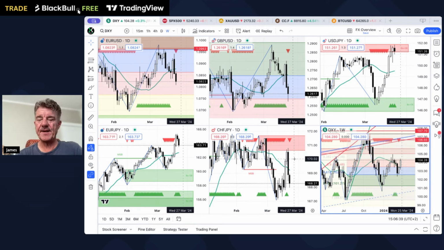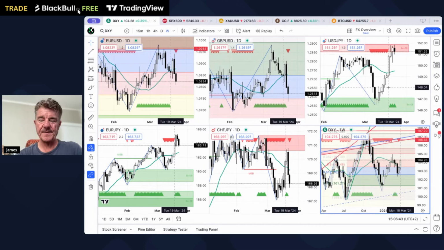But overall, I'm aiming on dollar yen for a move down to 130, let's say, maybe 140, 130, possibly. And for these yen crosses, euro yen, Swiss yen, to move down quite dramatically, as I think that's where the path of least resistance is. When it comes to the majors, I really don't know. I think it's going to be very choppy.